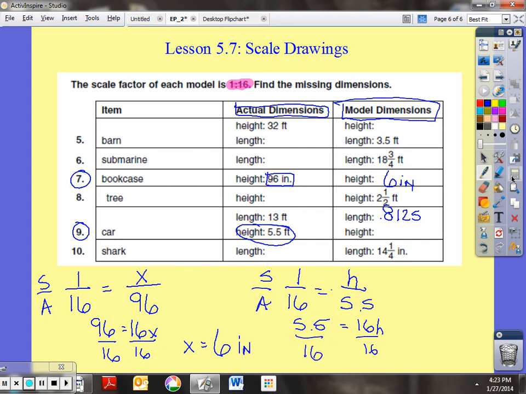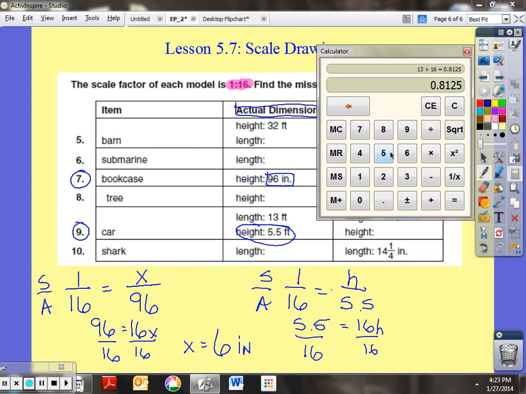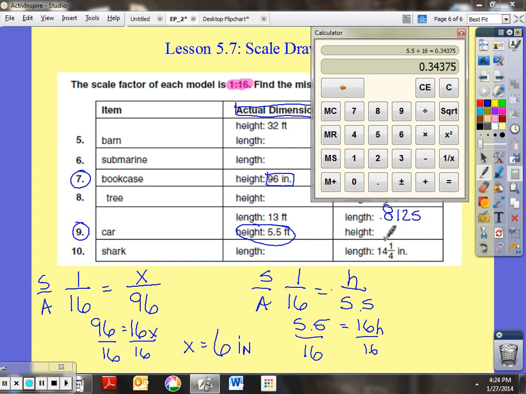I have, get my calculator out, 5.5 divided by 16 equals, okay, so that means the height of my car, now this is my scale model, is about 1/3 of a foot.